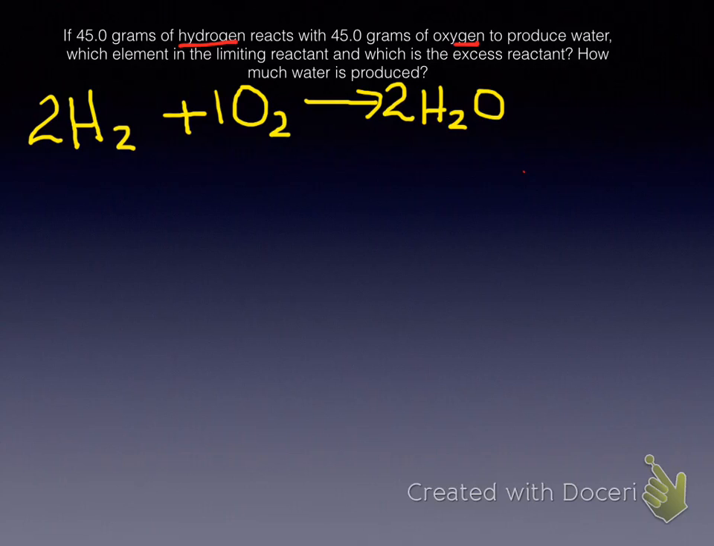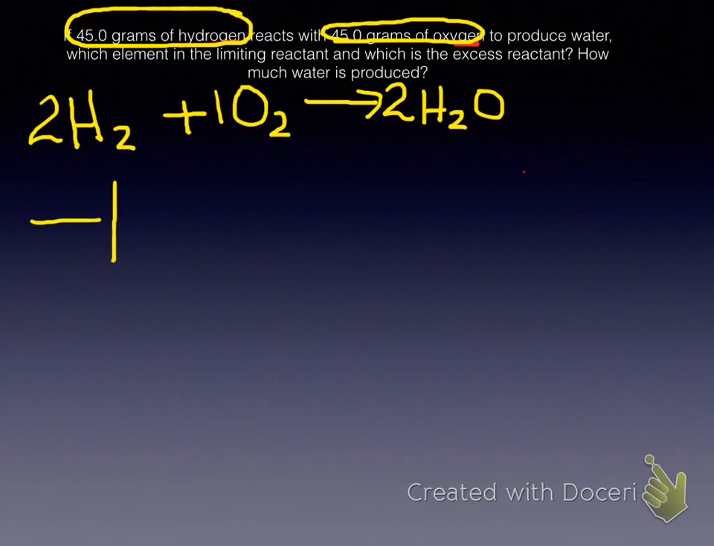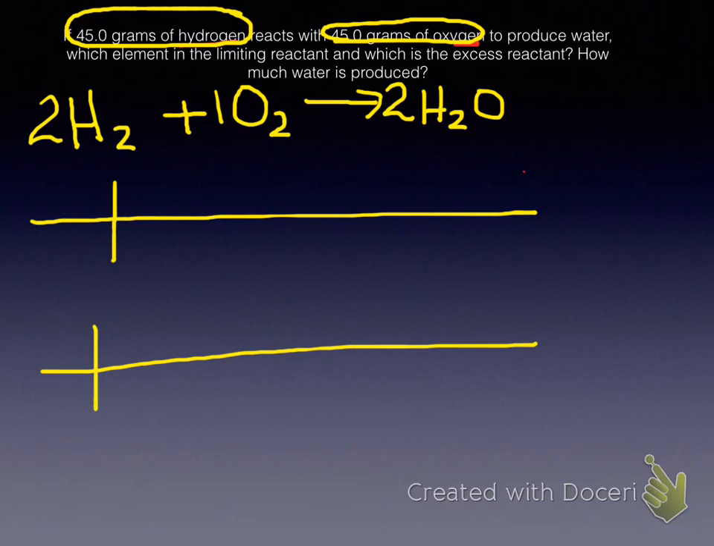Now we're going to set up our truth table. Okay, but notice something. I always tell you, just look for the number. Look for the number, ignore everything else. Well, in this case, we have 2 numbers that we have to deal with. We have 45 grams of hydrogen and we have 45 grams of oxygen. That means we're going to have 2 problems. So I'm going to set up 2 truth tables. All right, one of them I'm going to start with 45 grams of hydrogen.